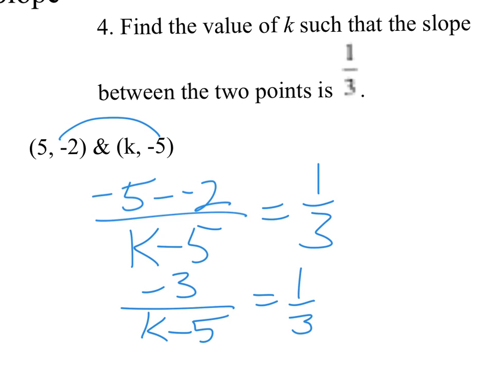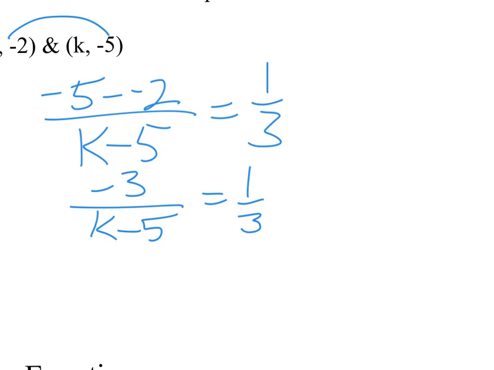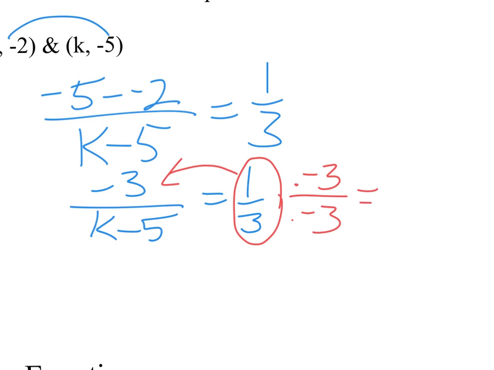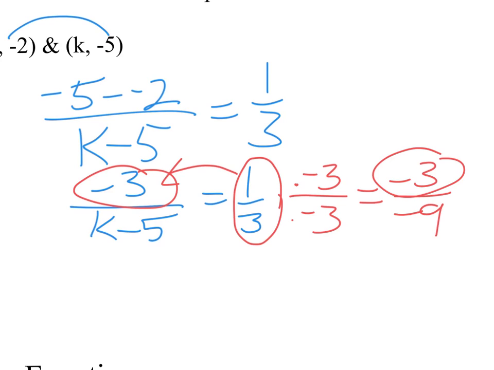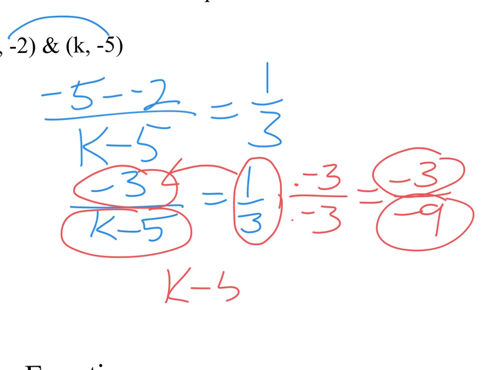I've got a couple different options here. I'll talk about 2 of them. The first is I can try to make this fraction look like this one. And to make 1 look like negative 3, I could multiply the top by negative 3. Then if I multiply the bottom by negative 3, I get negative 3 over negative 9. Now my 2 numerators are equal, negative 3 and negative 3. That means my 2 denominators must also be equal. So k minus 5 is equal to negative 9. K is equal to negative 4.